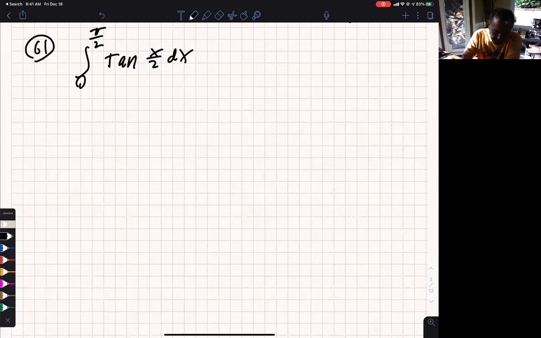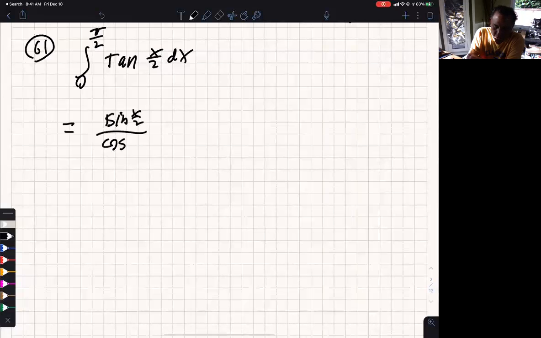So the secret of this is rewriting. I'm going to rewrite this. I know tangent is sine over cosine. So I'm going to rewrite it like that and see if that helps me out at all.